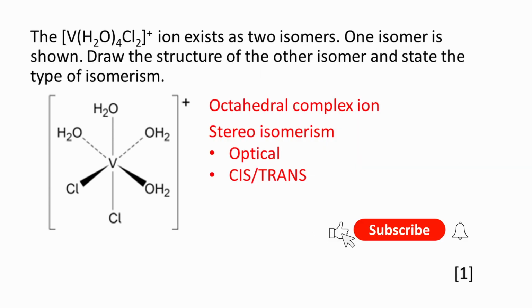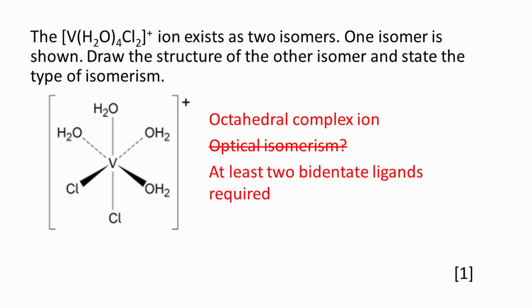Octahedral complexes might exhibit stereoisomerism. Stereoisomerism includes optical isomerism and cis-trans isomerism. Water molecules and chloride ions are both monodentate ligands. Each of these ligands forms one coordinate bond with the central metal cation.